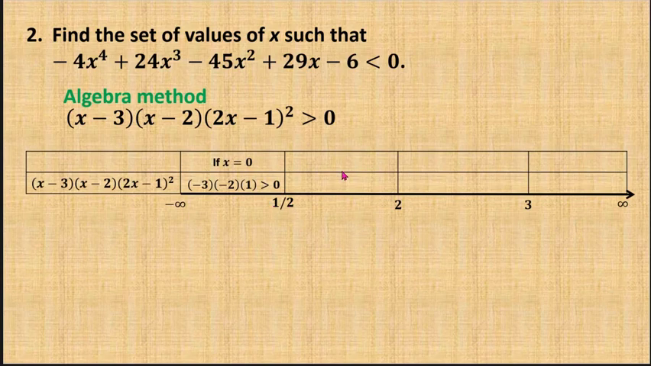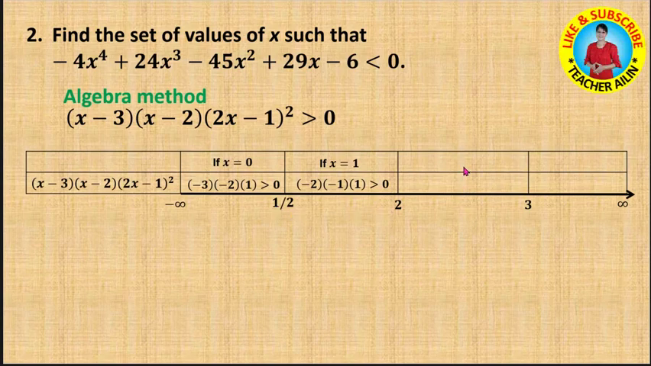Next, I'm going to test the second region from 1 over 2 to 2. One value of x is chosen. Let's say 1 is chosen. When x is 1, x minus 3 is negative 2, x minus 2 is negative 1, 2x minus 1 to the power 2 is 1. The overall value is a positive value which is greater than 0. So this result shows that the polynomial is greater than 0 when x is from 1 over 2 to 2.